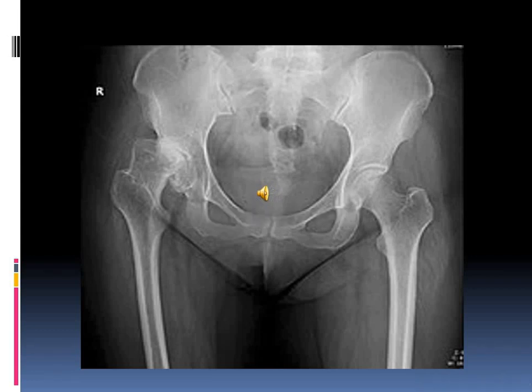This is a plain X-ray of both hip joints in adults. You can see there is a long-standing right-sided DDH with false articulation. So the abnormal articulation is seen between the head of the femur and the area just superior to the acetabulum. So this is another advanced DDH.